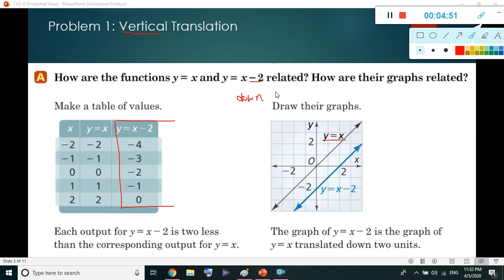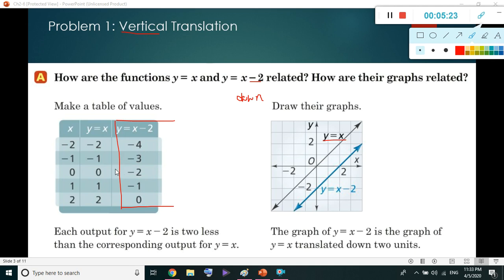Now, let's see here. There are comments here for the table and for the graph. Each output for y equals x minus 2 is 2 less than the corresponding output for x. So it means here, for -2, we have -4, which is 2 units lower than -2. For -3, it's 2 values less than -1. For -2, it's 2 values less than 0, and so on for the rest of the table here.